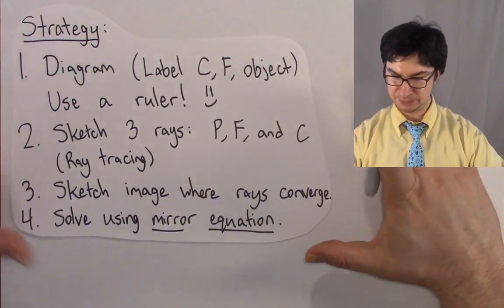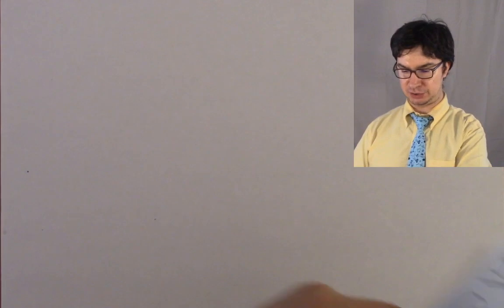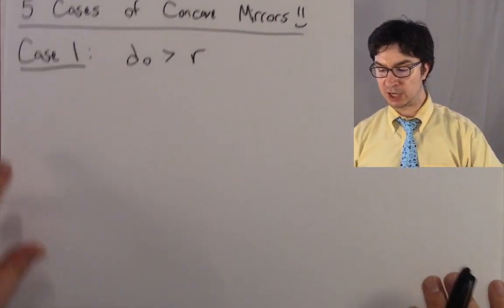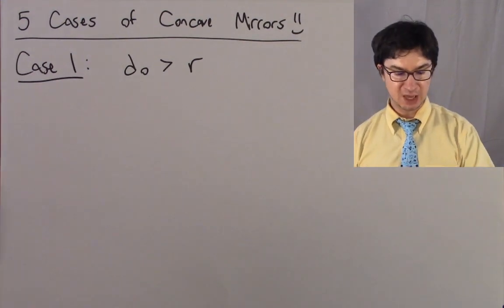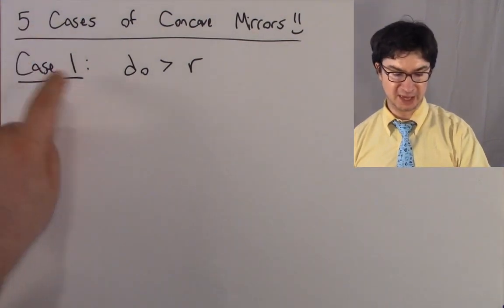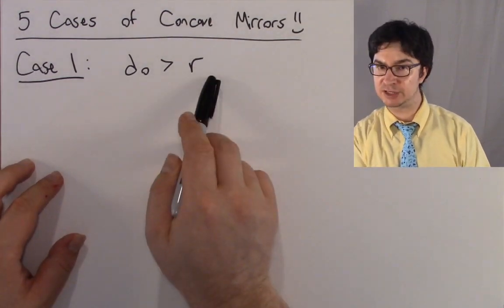This is our strategy. And now what we want to do is look at 5 cases of concave mirrors. To really understand what concave mirrors are capable of, we want to really look at these 5 cases, starting with case 1. Case 1 is where the object distance is greater than the radius of curvature.